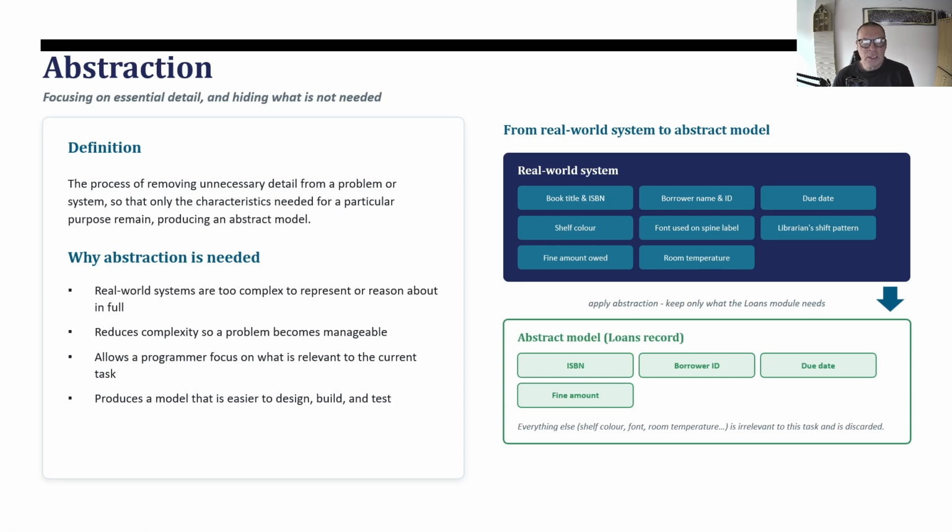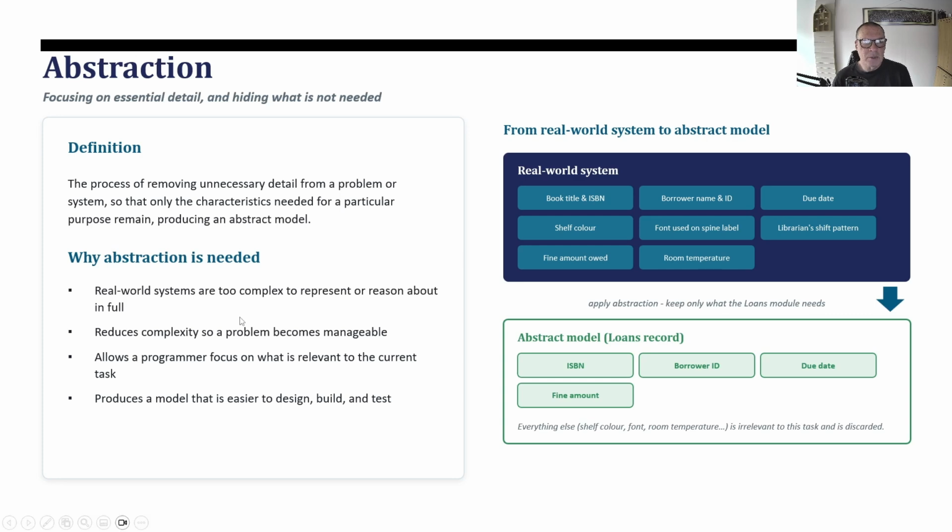So the first one is abstraction. This is about focusing on the essential details and hiding what you don't need. A definition would be the process of removing unnecessary detail from a problem or system, so that only the characteristics needed for a particular purpose remain, and this produces an abstract model.